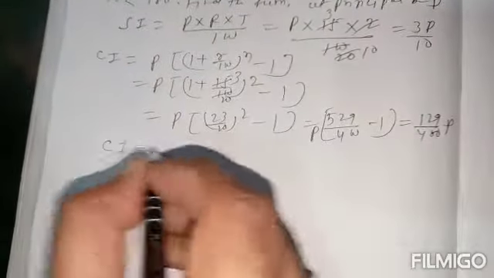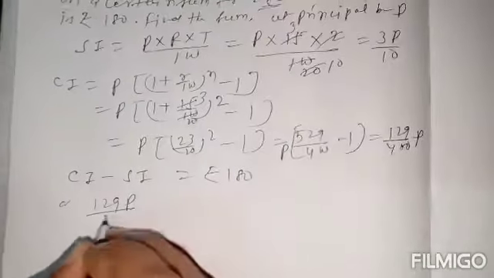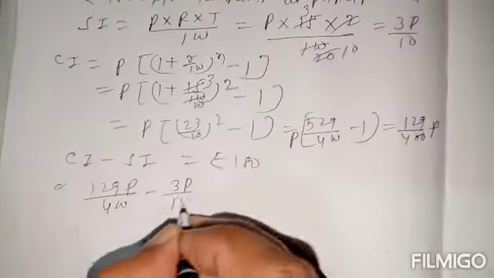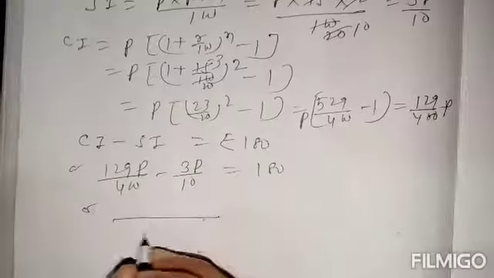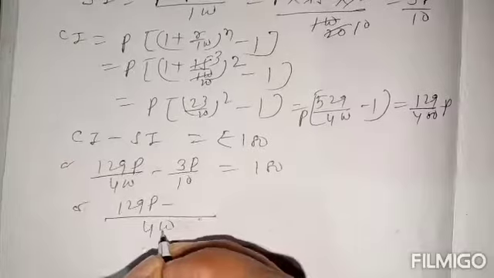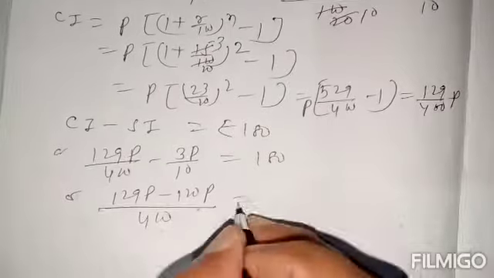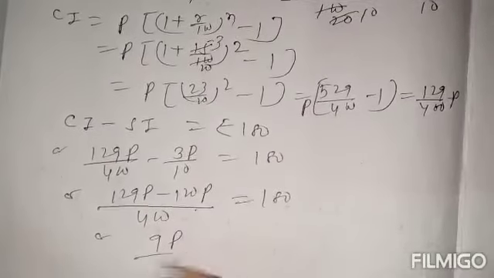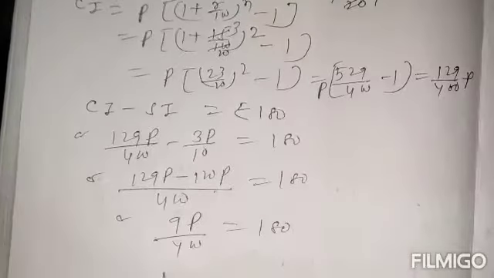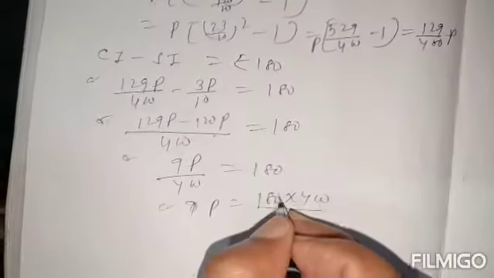Now CI minus SI is given as 180. So 129P by 400 minus 3P by 10 is equal to 180. LCM is 400. When we divide 400 by 10 we get 40, and 40 times 3 is 120P. So 129P minus 120P, that is 9P by 400, is equal to 180. So 9P is equal to 180 into 400, and P is 180 into 400 by 9. 9 twos are 18, so 8,000. 8,000 is the sum or principal.